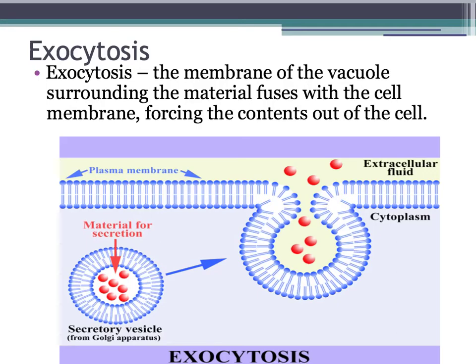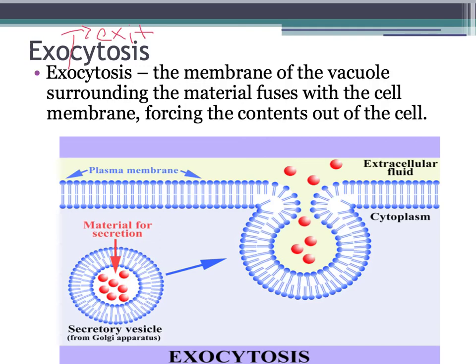The other one that we're going to look at is exocytosis. And again, exo, exit. In exocytosis, the membrane of the vacuole surrounding the material fuses with the cell membrane, forcing the contents out of the cell. So you have some type of vesicle that has materials inside it that they no longer want. And remember back to the cell parts, the organelles are membrane bound. So those membranes are going to be very similar to the cell membrane.